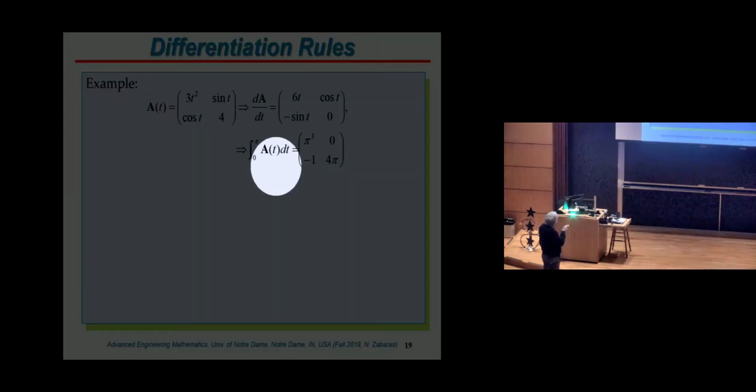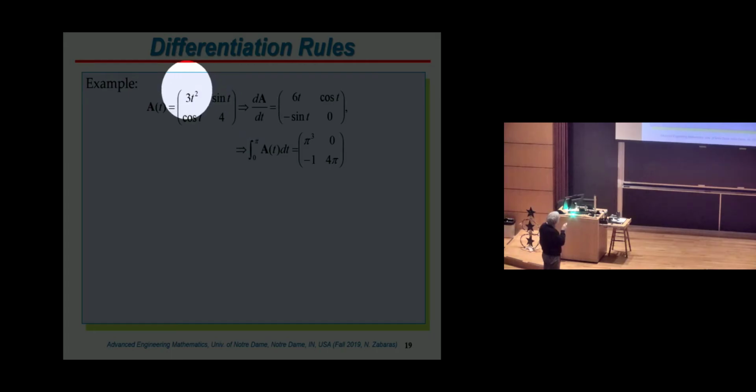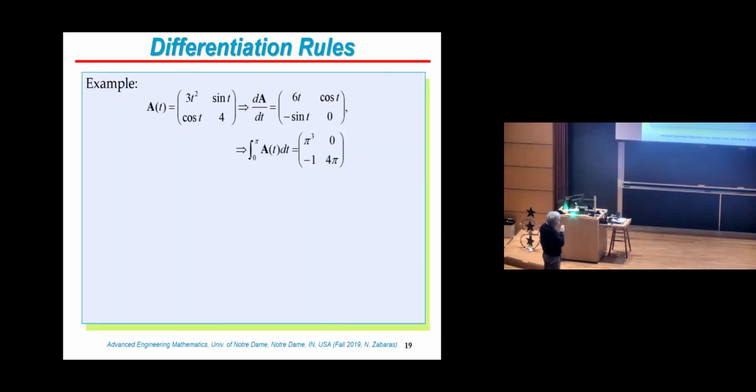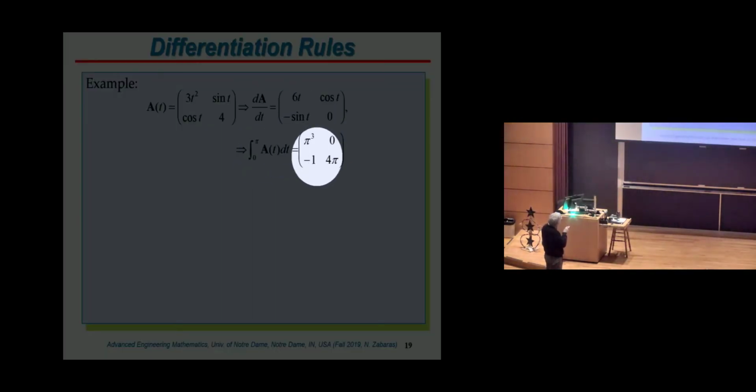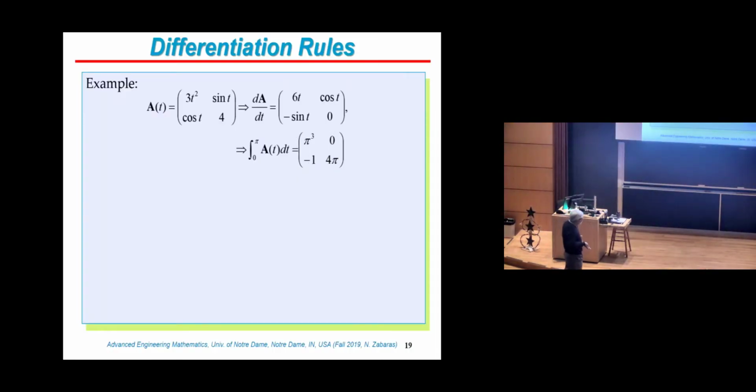So for example, if you want to find the derivative with respect to time, this will be 6 times t, cosine of t, minus sine of t, and 0. And the same thing for the integral. Nothing new. If you want to take derivatives of a matrix, you take derivatives of every element. There are other definitions that are very relevant in other types of calculations, but for our course, everything is an element-wise operation.